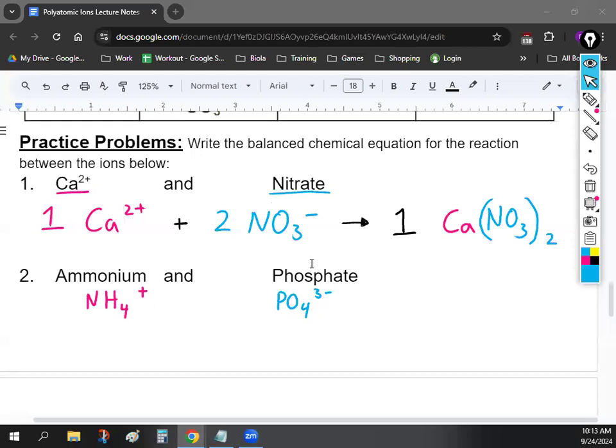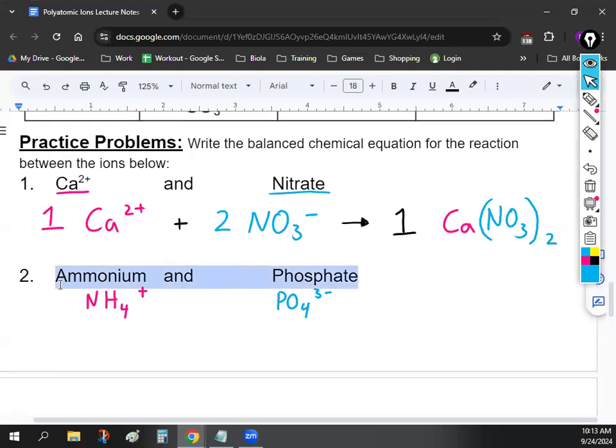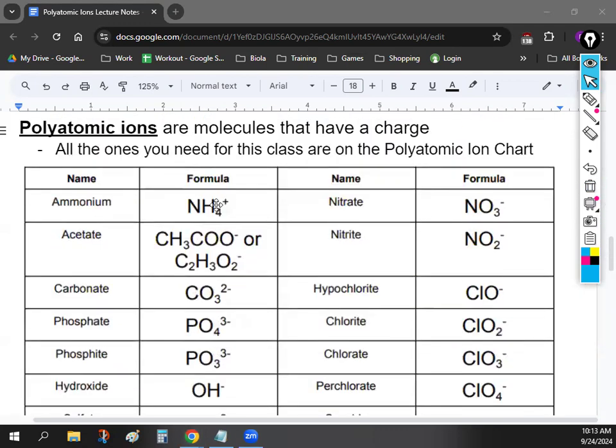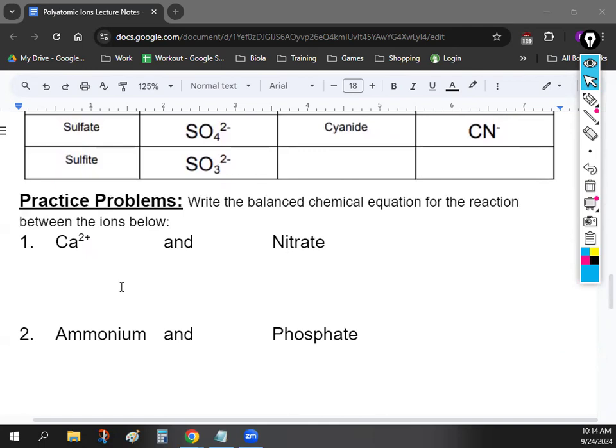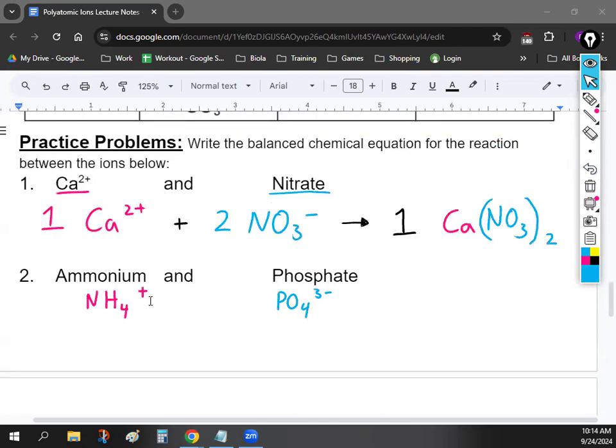Okay, so first thing you should notice is that we have 2 polyatomics. We have ammonium and phosphate. So I have the formulas up there for you, but it's very easy to find. You just go to the chart. You look for ammonium, NH4+. You look for phosphate, which is right here, PO4 3-. So again, you want to copy it exactly the way it's written on the chart, which is why I have this right here. Any questions about copying down the ions?